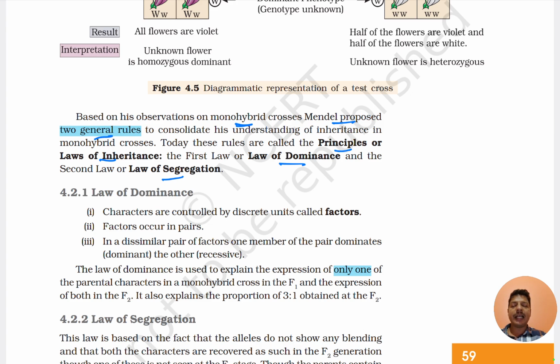In the law of dominance, characters are controlled by discrete units that are called factors, and factors always occur in pairs. In a dissimilar pair of factors, one member of the pair dominates the other, that is recessive. The law of dominance is used to explain the expression of only one of the parental characters in a monohybrid cross in the F1 and the expression of the F2. It also explains the proportion of 3:1 obtained at the F2 generation.